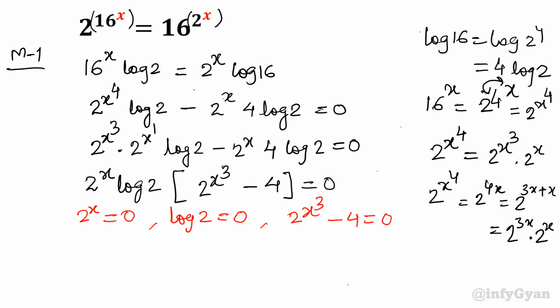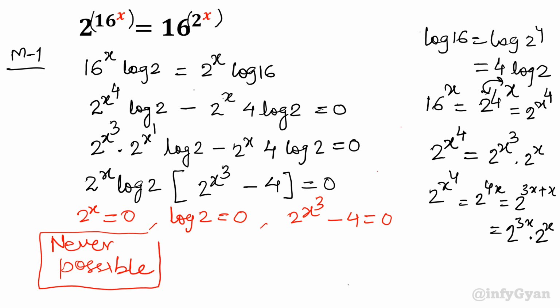So 2 raised to the power x is equal to 0. It is never possible, because whether you put x as 0, negative or positive, for a real solution 2 raised to the power x cannot be equal to 0. Now come to the second one. Log 2 is equal to 0? Log 2 is 0.3010, so it is not possible. Not possible.